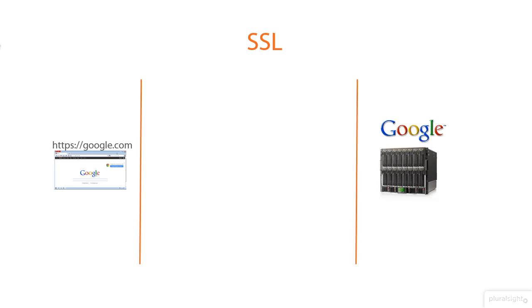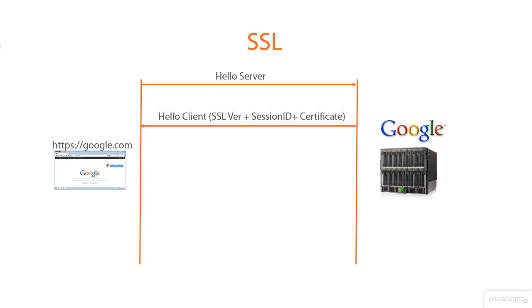Let's say you are going to visit the Google website using the HTTPS mode. First, your browser will send a hello message to the server. Then the server responds back with another hello message, including the SSL version it uses, the session ID for the communication, and the certificate. Next, the server will send a hello done message.